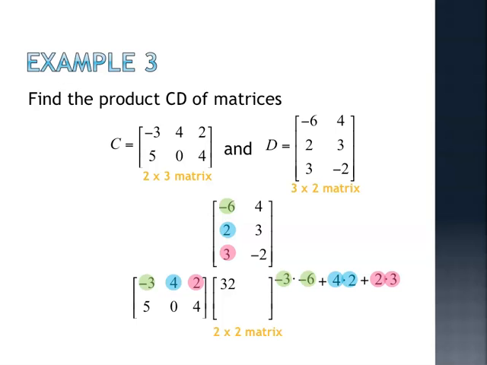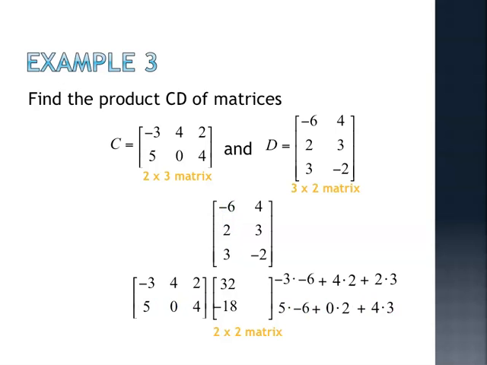So we have 18 plus 8 plus 6, which is equal to 32. We'll do the same thing to get the next element in our 2 by 2 matrix. So here we're going to do 5 times -6, 0 times 2, 3 times 4. That's going to give us -30 plus 0 plus 12, which is equal to -18. Now we still have 2 more elements to find in our 2 by 2 matrix.